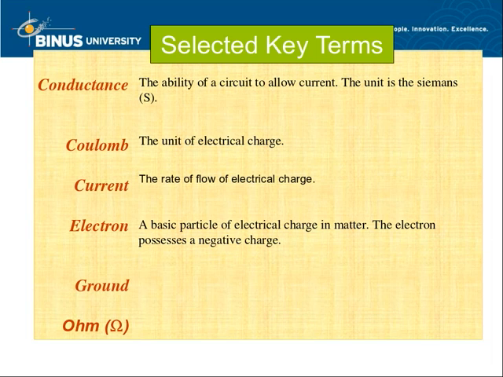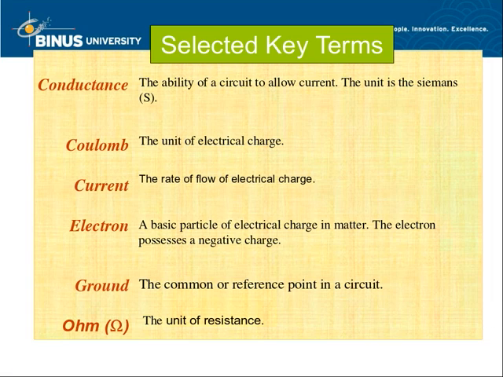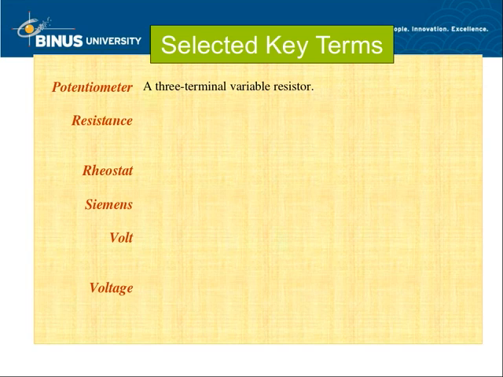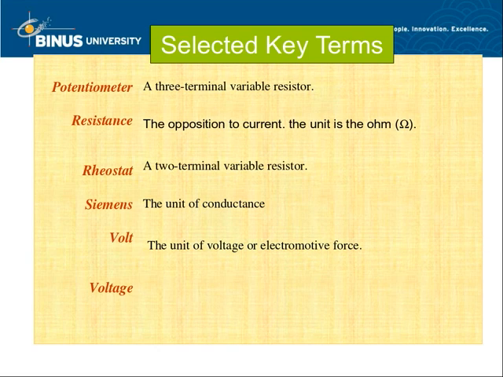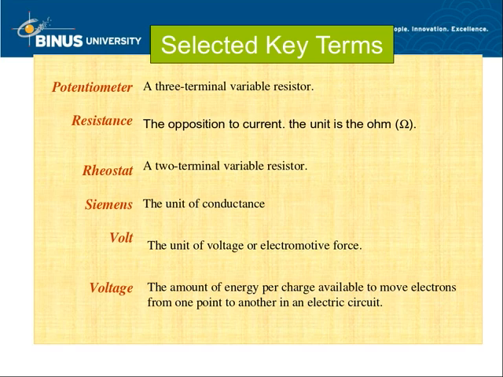Electron is a particle of electrical charge in matter. The electron possesses a negative charge. The common or reference point in a circuit is called ground, and ohm is the unit of resistance. Potentiometer, a three-terminal variable resistor. The opposition to current, the unit is ohm, is called resistance. Rheostat is a two-terminal variable resistor. Siemens is the unit of conductance. Volt is the unit of voltage or electromotive force. And voltage itself is the amount of energy per charge available to move electrons from one point to another in an electrical circuit.